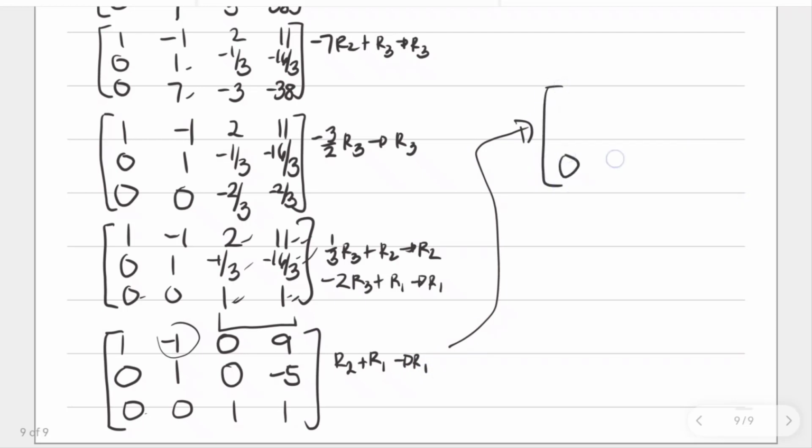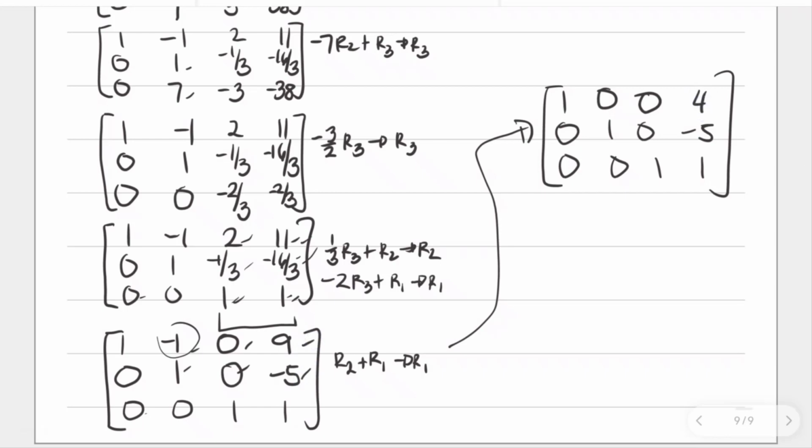So we have 0, 0, 1, 1 for our third row. Our second row is still 0, 1, 0, negative 5. 0 plus 1 is 1. Negative 1 plus 1 is 0. 0 plus 0, 0. Negative 5 plus 9 is positive 4. This is already a reduced row echelon form.